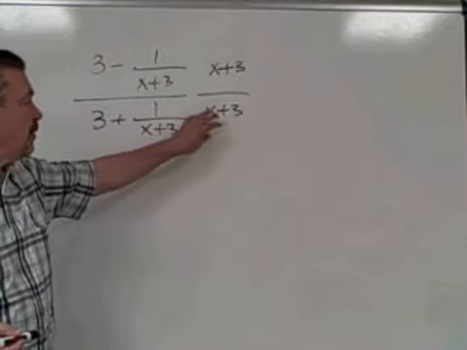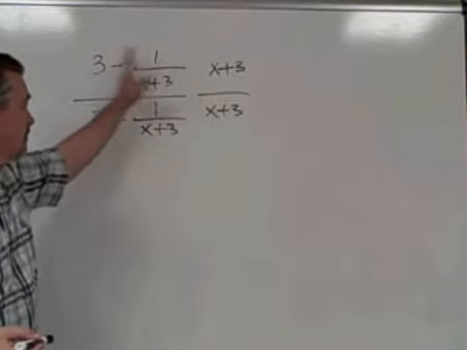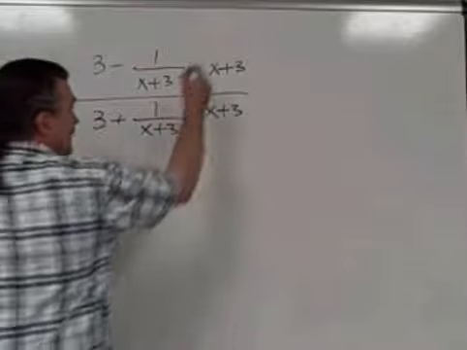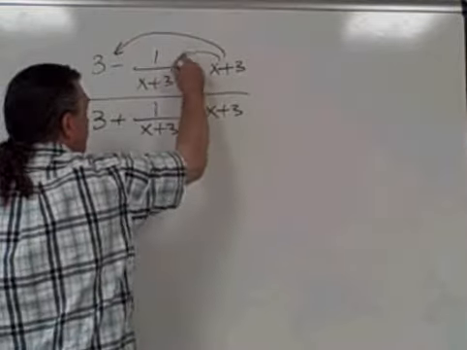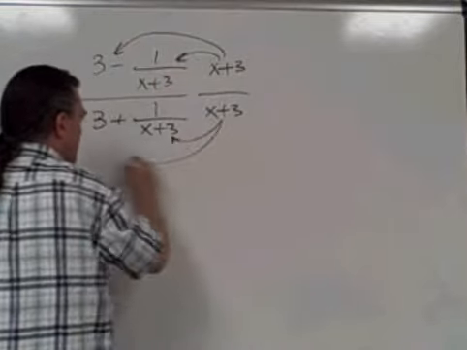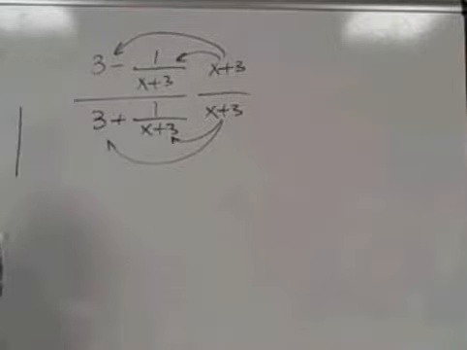I'm going to take the binomial x plus 3 and multiply it times both of the terms that are here in the numerator, and multiply that entire binomial times both of the terms that are in the denominator.